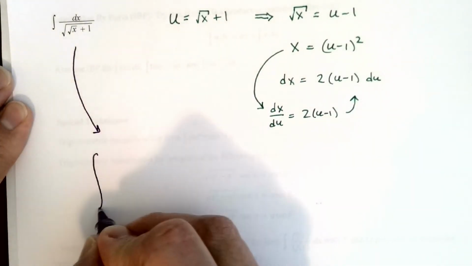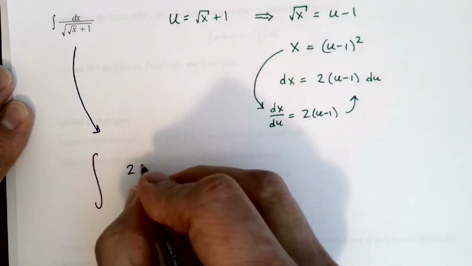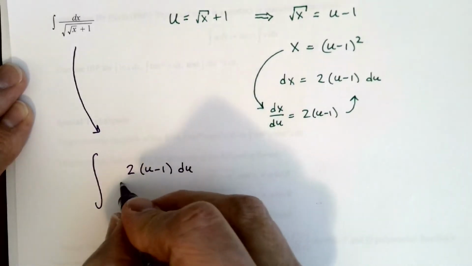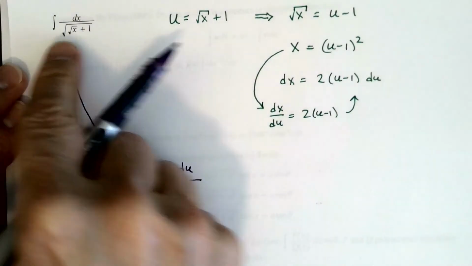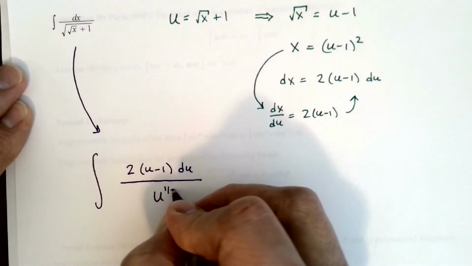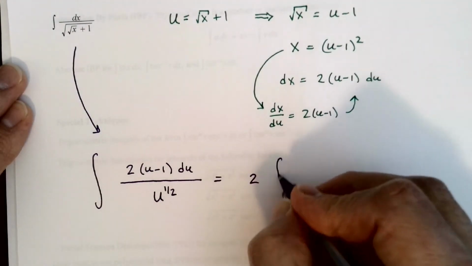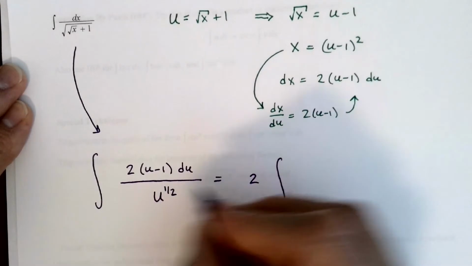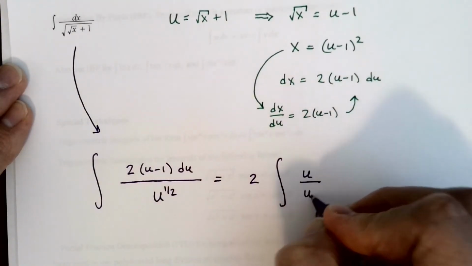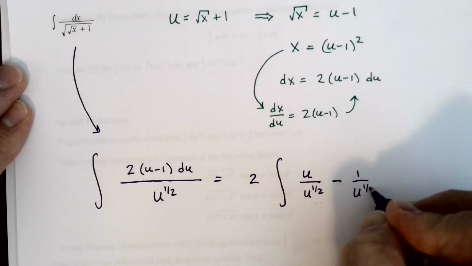I've got everything covered, right? What's the dx? The dx is 2 times u minus 1 du. Right? What's the denominator? Square root of what? u. So square root of u, or u to the 1/2 power. Okay. Clean this up. This 2 can come out, and I'm left with u minus 1 divided by u to the 1/2. So how am I going to do that? Simplify, right? I can simplify. I can divide both of these things by u to the 1/2.